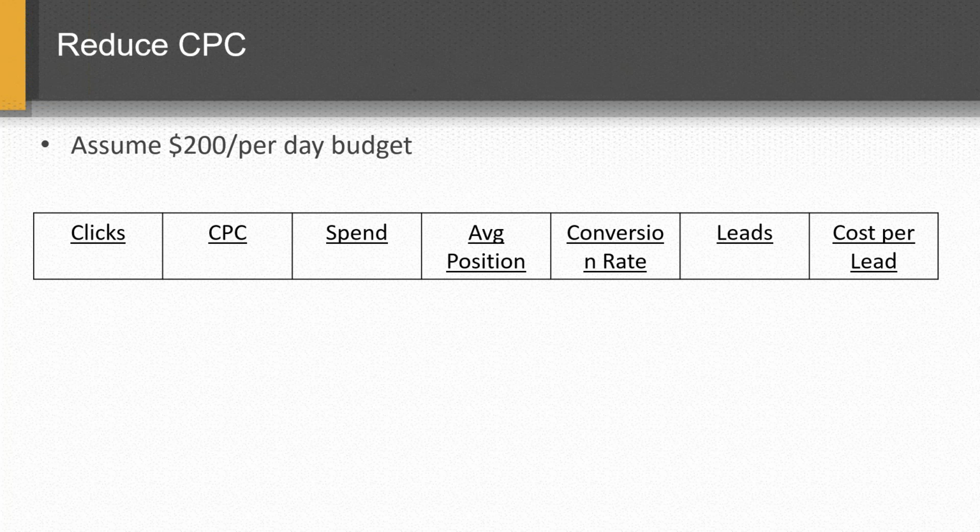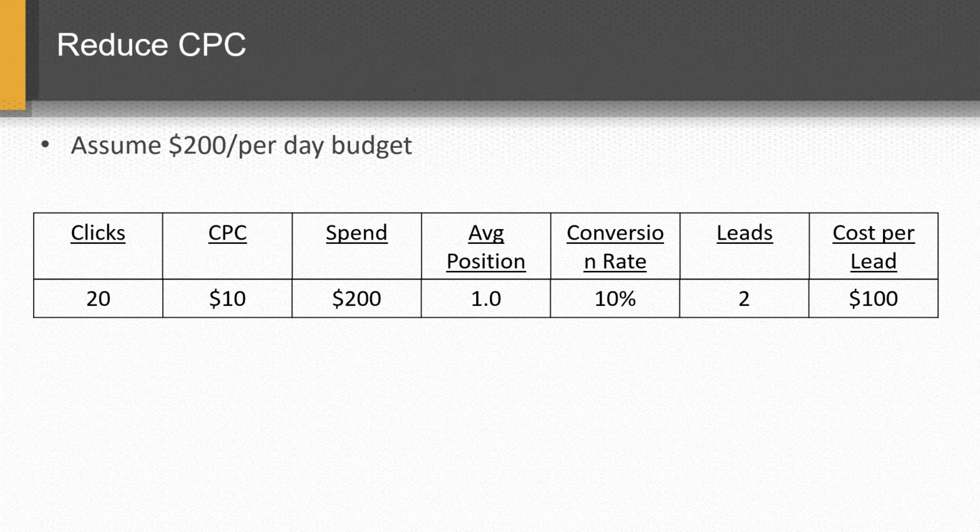The last way to optimize your keywords is to lower your cost per click. For this example, I'd like to make a few assumptions. First, the budget is $200 per day, and there's enough search volume to consistently spend $200 per day. Next, assume position decreases proportionately with cost per click. Here we start out with getting 20 clicks at $10 cost per click and sitting in position 1 on average. We have a conversion rate of 10%, generating 2 leads at $100 per lead.